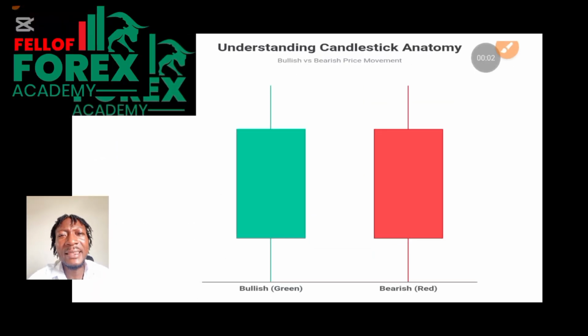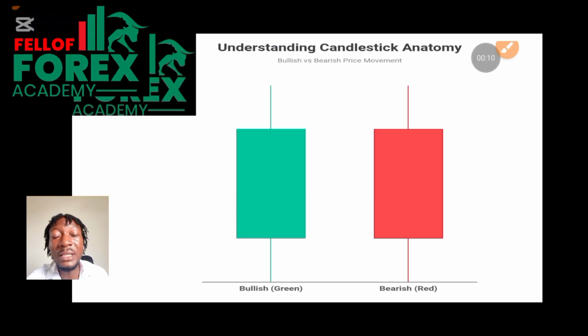What is a candlestick? A candlestick is basically a way of reading price movement. Simple. So we have 2 different types of candlesticks, like you can see on the chart here. If they ask you how many types of candlesticks we have, just 2.